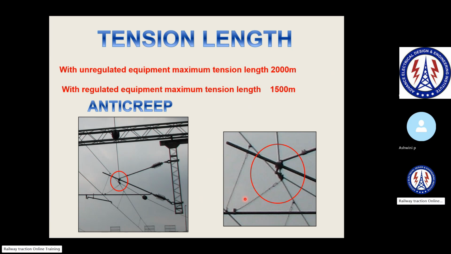This is tension length. I discussed this: we are always going for regulated equipment. We never go for unregulated equipment. Unregulated equipment means there will be no ATD, auto tensioning devices. So we always go for regulated equipment, which has a maximum tension length of 1500 meters. So this is called an anti-creep center.